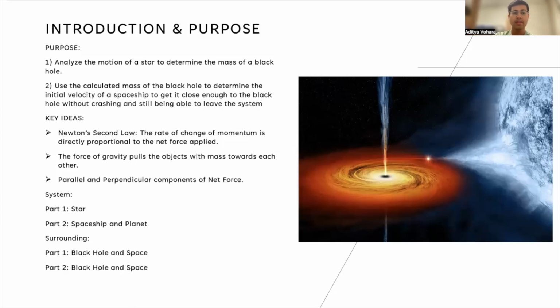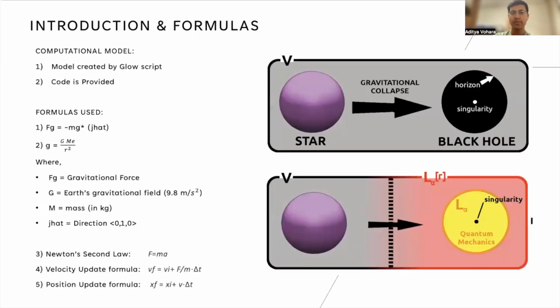So in part one, the system is the star and the surroundings are the black hole and space. Whereas in part two, the system is the spaceship and the planet, and the surroundings are the black hole and space. Introduction and formulas. The computational model was created by a script code, and the code is provided as we go along.